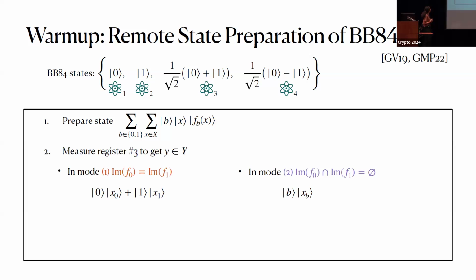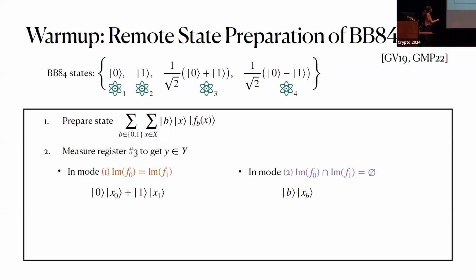The second step, you measure the third register. Let's say you get some output y. When you get an output y, we collapse to the values of b and x that are consistent with y. So only the values of b and x that remain are ones such that f sub b of x is equal to y. If we were in mode 1, then these 2 functions had the same image. So y would have a preimage under f0 and another preimage under f1. And so the state collapses to an equal superposition over these 2 preimages, so |0,x0> plus |1,x1>.